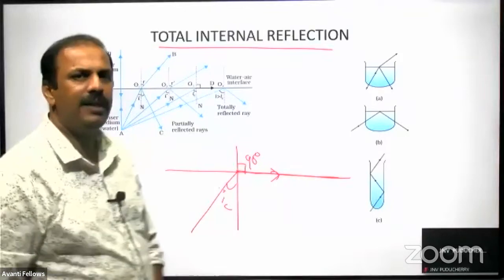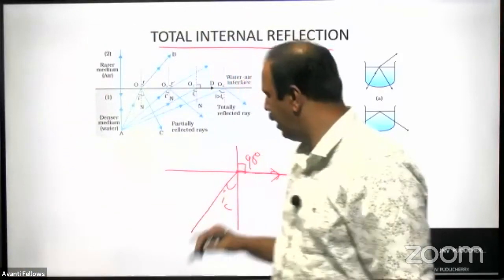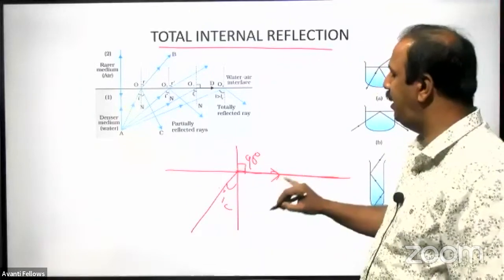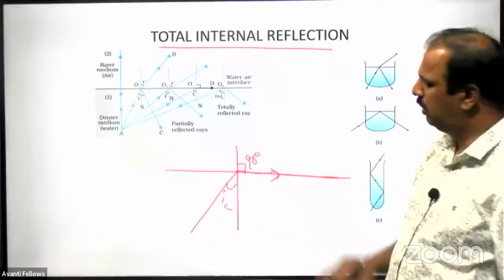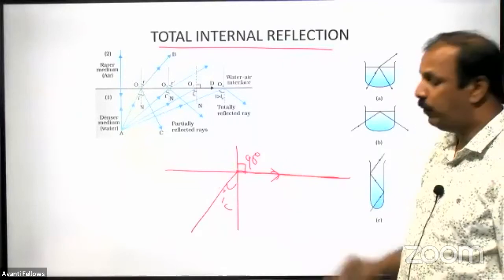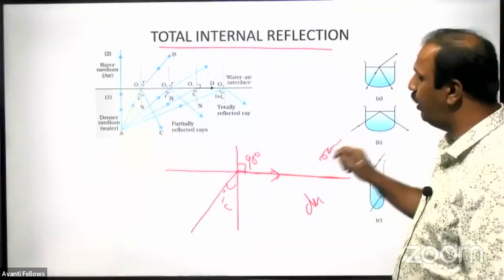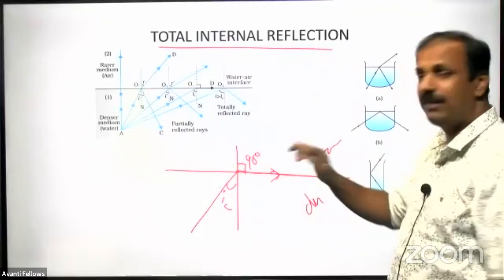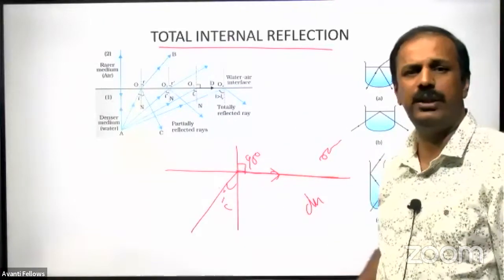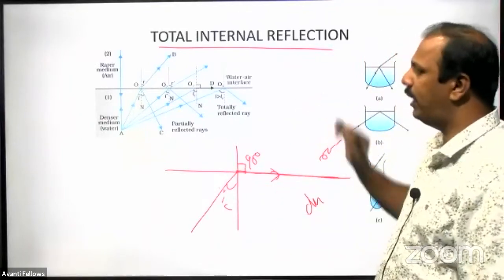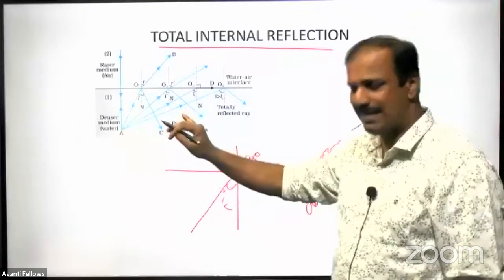So I think the concept of critical angle is clear for everybody. The angle of incidence for which the angle of refraction is 90 degree, that is called as critical angle. When will it happen? When the light is moving from denser to rarer, then only it will happen. From rarer to denser, such a critical angle concept is not there. The critical angle is applicable when the light is moving from denser medium to rarer medium. So this diagram is same as this one.